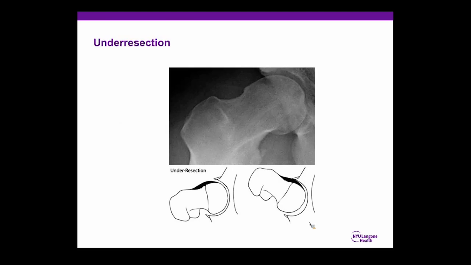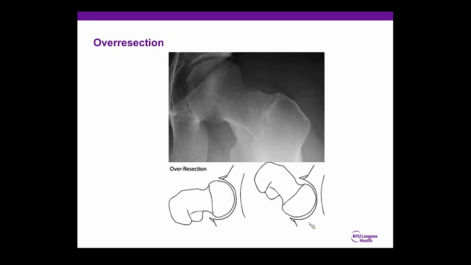So how much do we resect here? Obviously, it's another Goldilocks issue. Although on this side, I'll say it at the beginning and I'll say it at the end: if you're going to err, you want to err on the side of under resection. You can always take more out. You can't add more bone back.